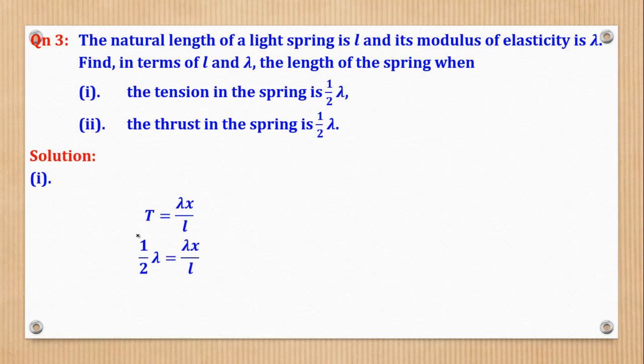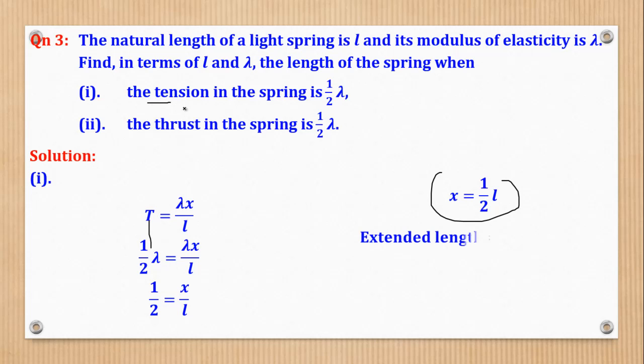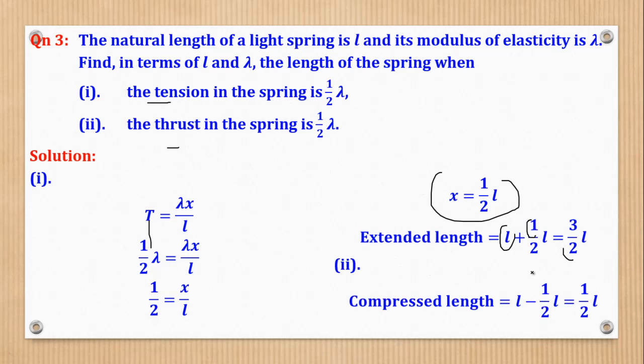So we shall come and code the formula, substitute tension, and then make X the subject, which is that. Tension means there was an extension, therefore the new length will be original plus extension to give you this. Thrust means there was a compression, so the new length will be original length minus the compression to give you that. And that's what they wanted.